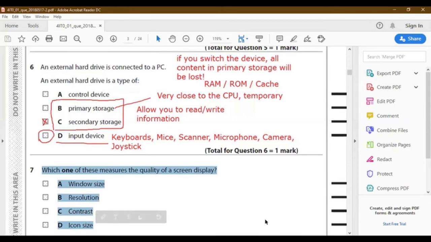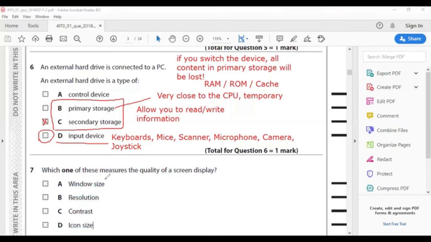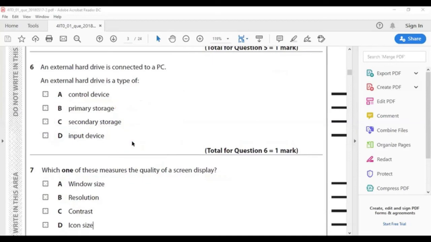Which one of these measures the quality of a screen display? I'm sure you know the answer. Sir, I would like to give a chance to Usman if he can answer it. No, he's already tried the easy one at the top. This one's a bit tricky, so maybe you should try. Sir, the answer is B, resolution. Do you agree? Yes, sir. Resolution can really tell you what the quality of the screen display is. That's correct.